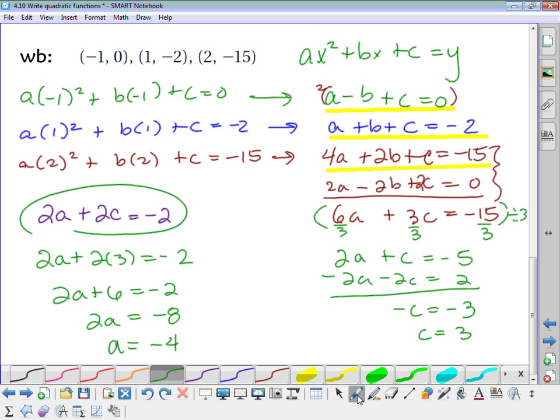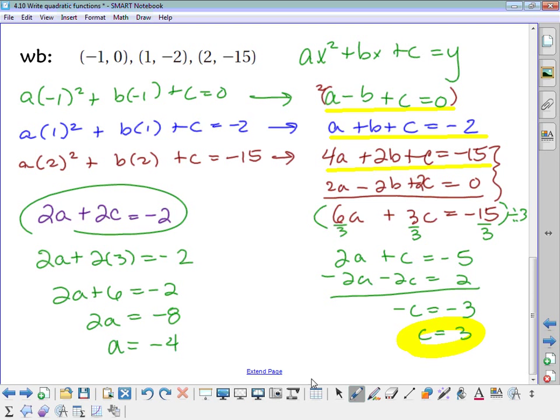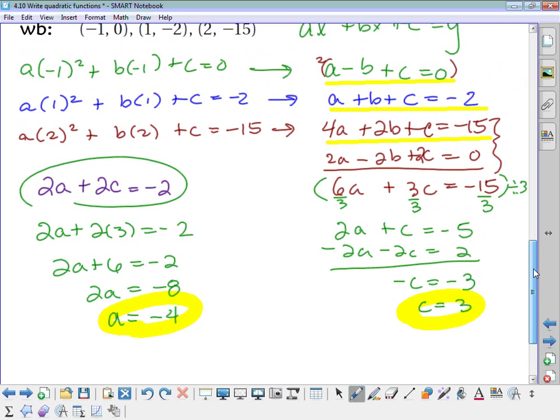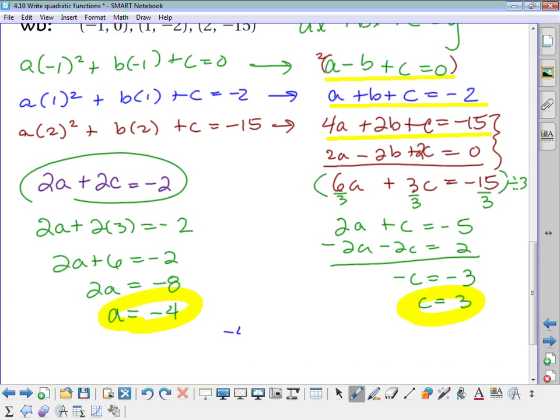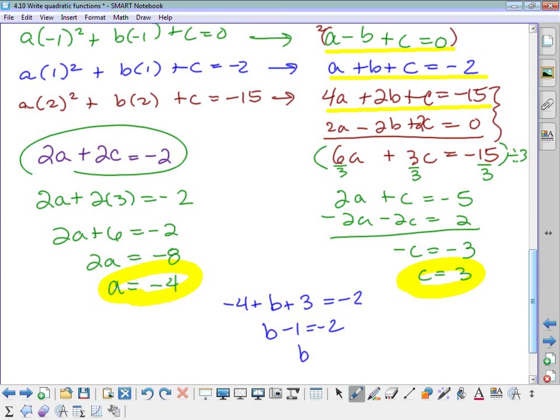So now I have got c and a, but I still need to figure out b. So I can just go back to one of my original equations, and so the one that I see up in there in blue, I can use that one. A, negative 4, plus b, which I don't know yet, plus c, which is 3, has to equal negative 2. So that's b minus 1 equals negative 2. If I add the 1, b has to equal negative 1.